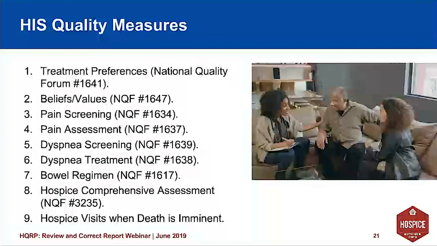So these are the current HIS quality measures and their corresponding National Quality Forum numbers. These are the quality measures that are currently being collected. It's treatment preferences, beliefs and values, pain screening, pain assessment, dyspnea screening, dyspnea treatment, bowel regimen, hospice comprehensive assessment, which basically comprises numbers 1 through 7, and then hospice visits when death is imminent.